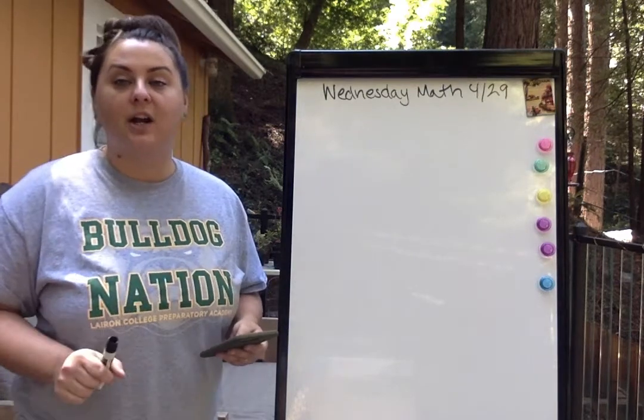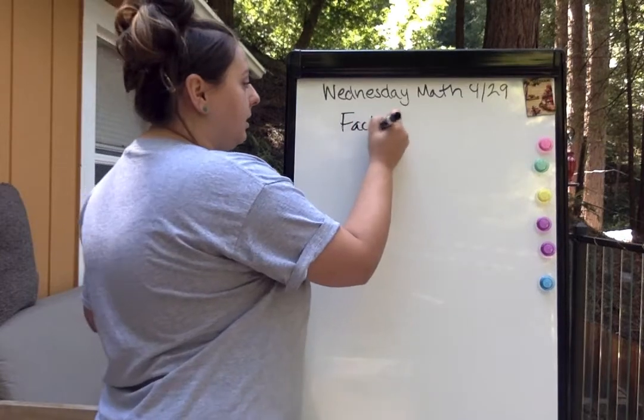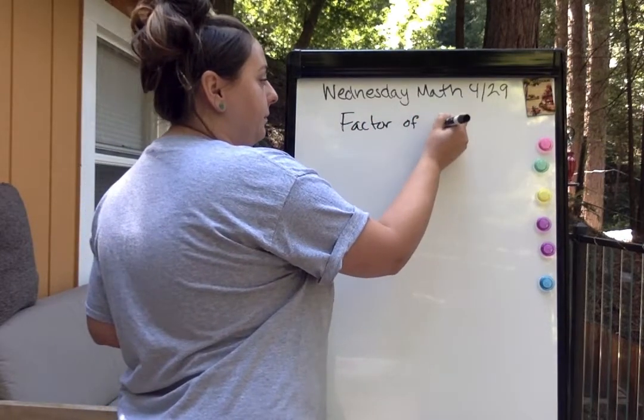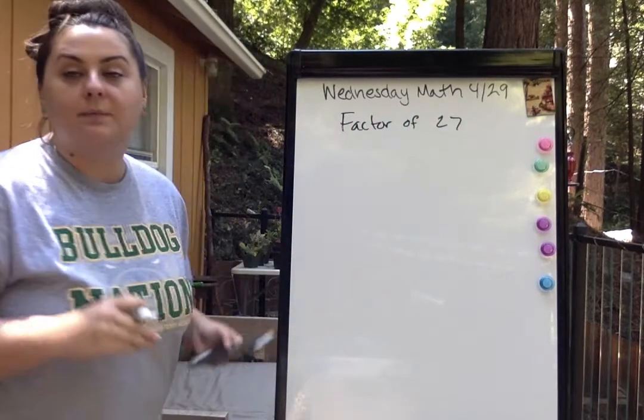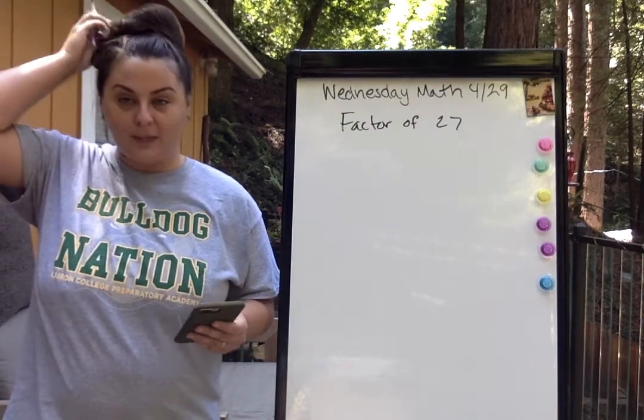So again, we're going to start out with factors. Factors of 27. That means we need to come up with all the multiplication facts that are going to equal 27.